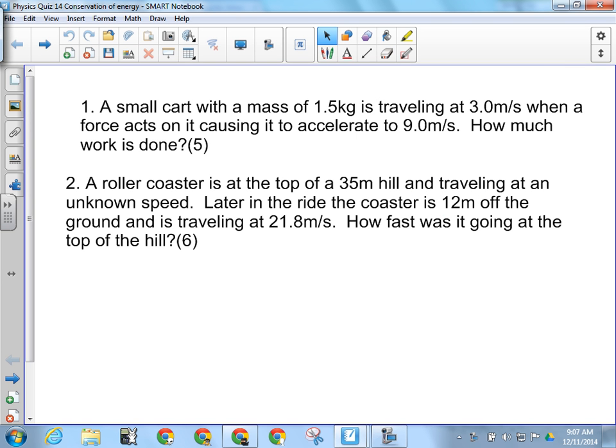Okay, so for both of these here, guys, one's kind of a work energy theorem / conservation of energy question, and obviously number 2 is strictly conservation of energy. All right. How do I know that number 1 has the work energy theorem involved in it? It asks, how much work is done, always a good sign.